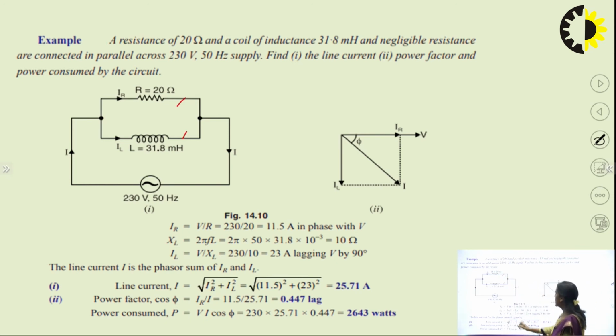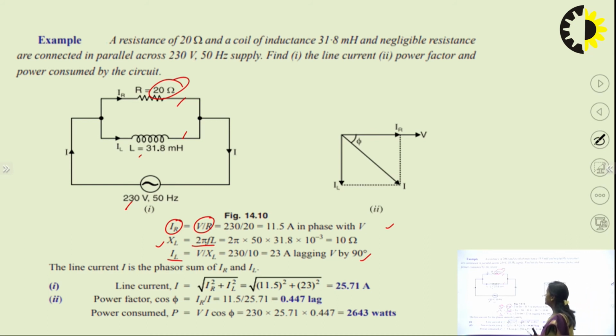So you can find IR. IR means V upon R. You know the value of V and you know the value of R, it is given as 20. So you can find the value of IR. You can find the value of XL because the value of L is given. XL is 2 pi FL. Then easily you can find the value of IL, that is V upon XL, right? So you can solve this.